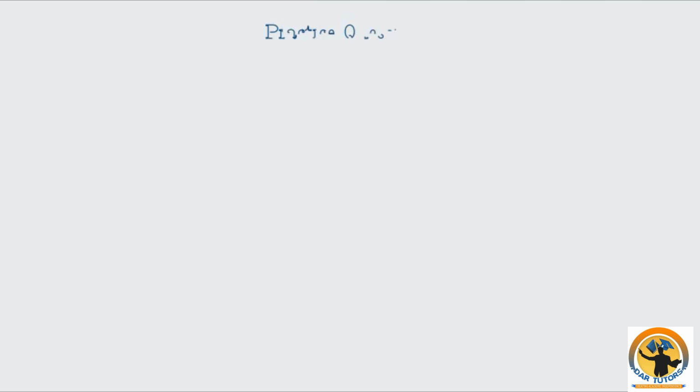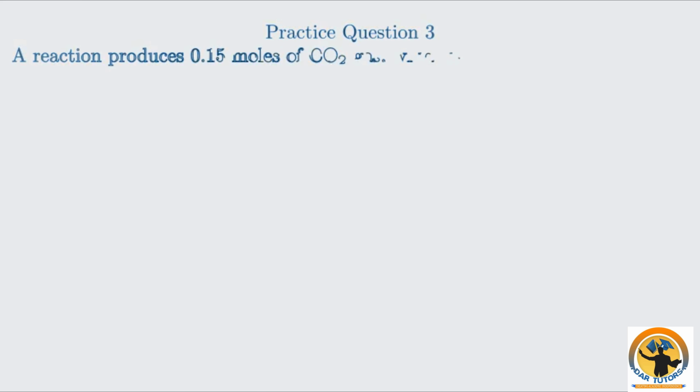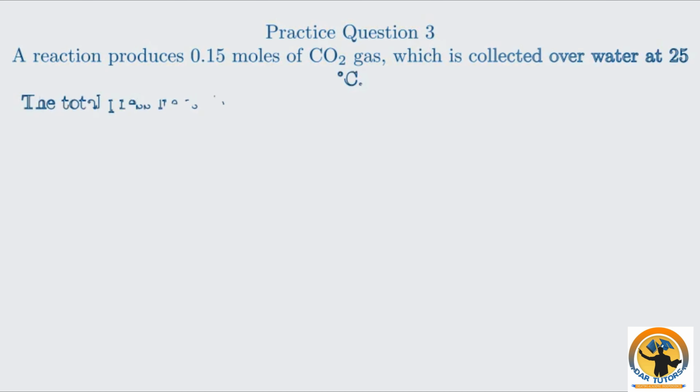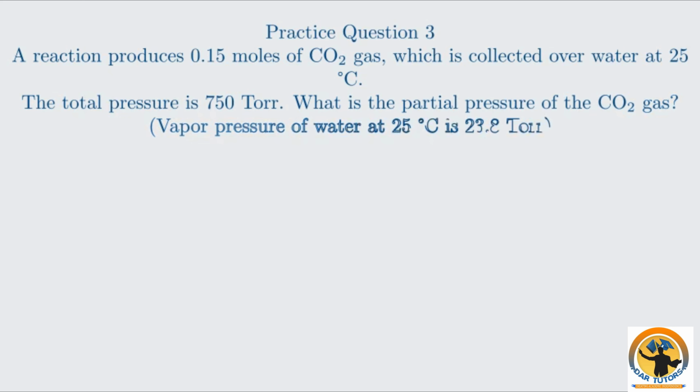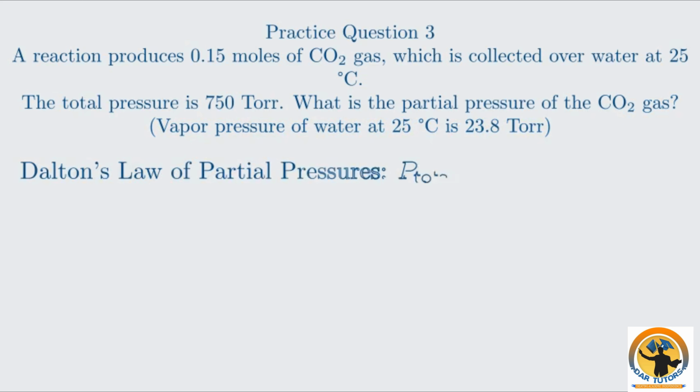Practice question 3. A reaction produces 0.15 moles of CO2 gas, which is collected over water at 25 degrees. The total pressure is 750 torr. What is the partial pressure of the CO2 gas? Vapor pressure of water at 25 degrees is 23.8 torr. This question applies Dalton's law of partial pressures. Pause the video and consider the components of the total pressure.